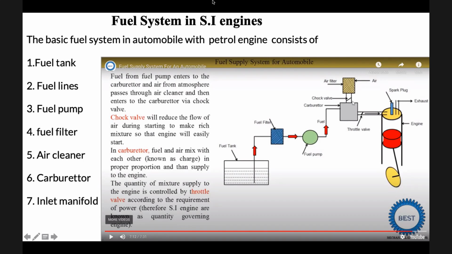Now, what are the important components of this fuel supply system? Who will tell me? Yes. Fuel filter, fuel pump, air filter, sir, choke valve, throttle valve.